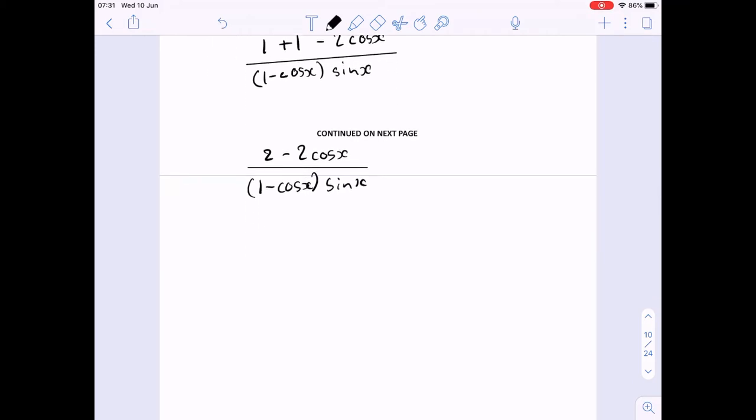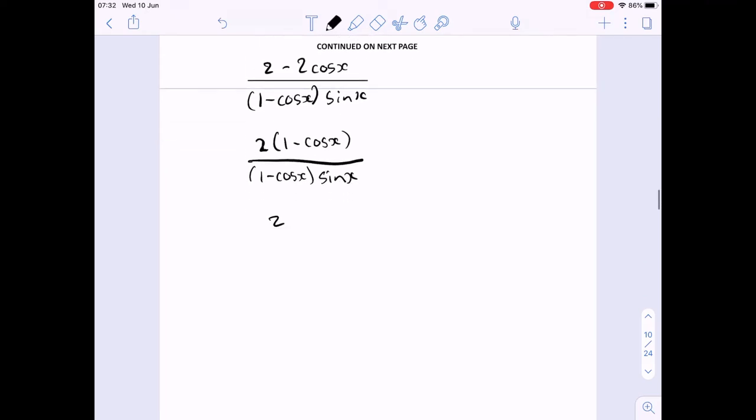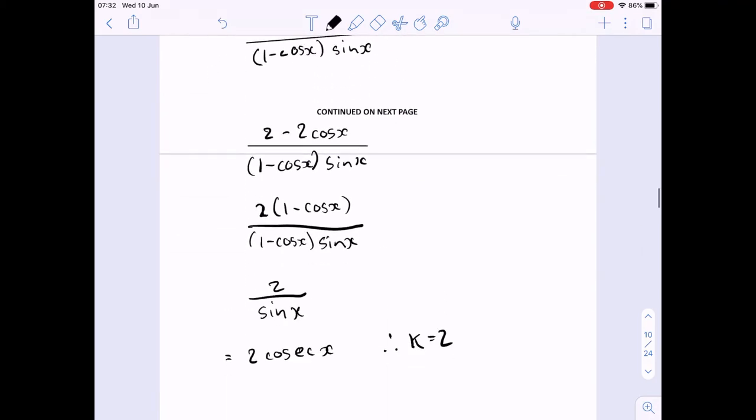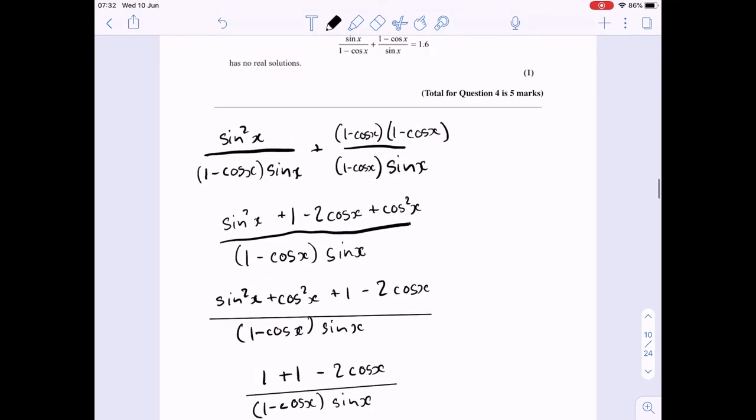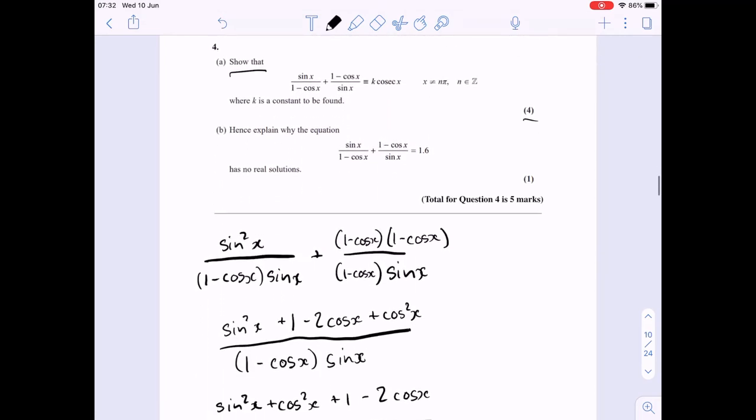And then our numerator can be factorized: 2 times 1 minus cos x over 1 minus cos x times sine x, and this equals 2 over sine x, because the 1 minus cos x's will cancel. So this equals 2 cosec x. So therefore k equals 2. So how many lines of working do I have? 1, 2, 3, 4, 5, 6, 7, 8 lines for 4 marks. I'm quite happy with that.